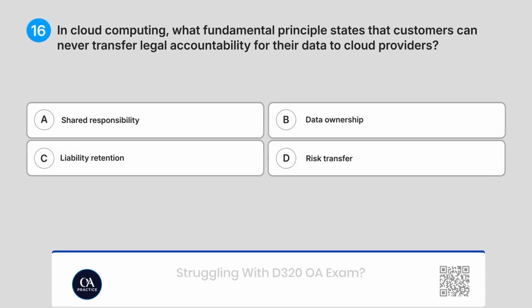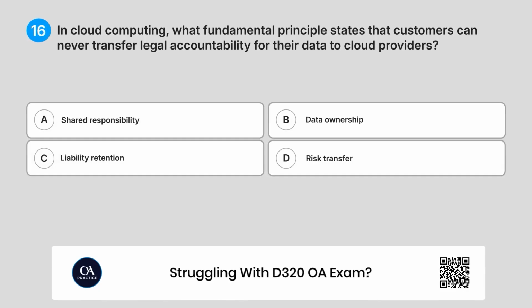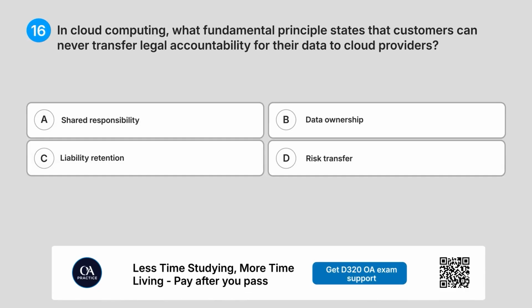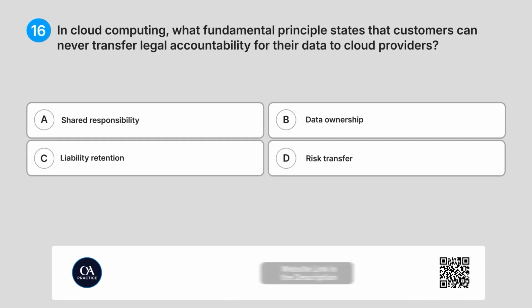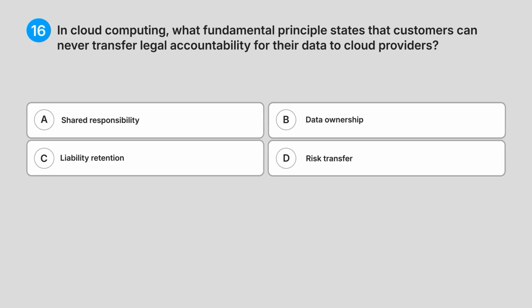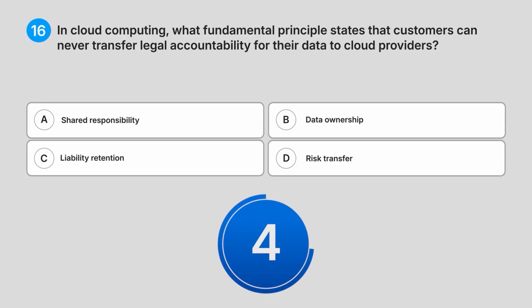16. In cloud computing, what fundamental principle states that customers can never transfer legal accountability for their data to cloud providers? A. Shared responsibility. B. Data ownership. C. Liability retention. D. Risk transfer. Do you know the answer?